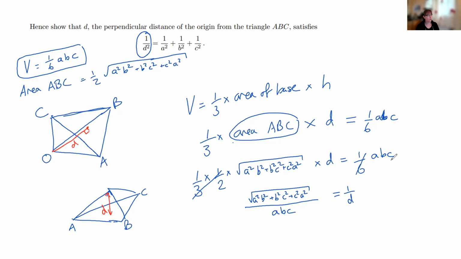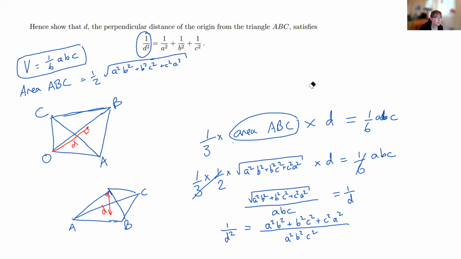The given answer wants us to find 1 over d squared. So if I square both sides, I'm also going to flip them around. I get 1 over d squared equals, this thing here becomes a squared b squared. So basically the square root just disappears. Now at the bottom we have a squared b squared c squared. Now I'm starting to run out of space a little bit, so I'm going to just get rid of that section.